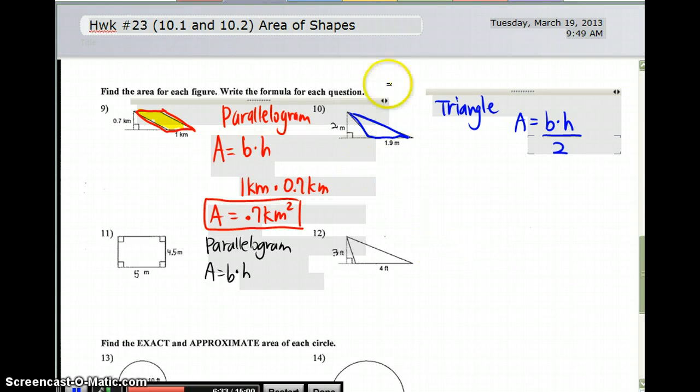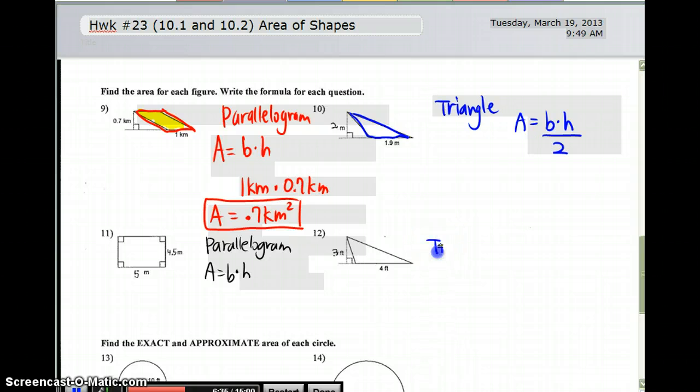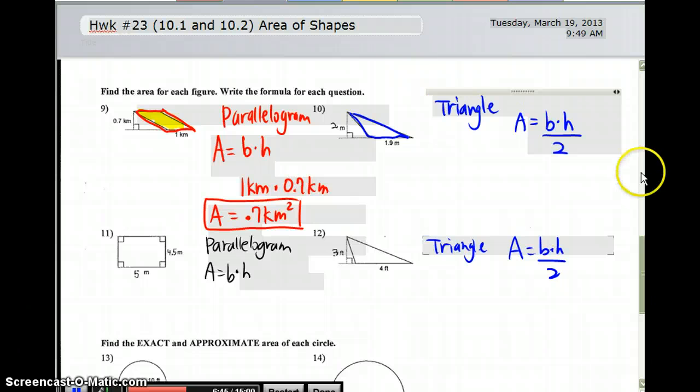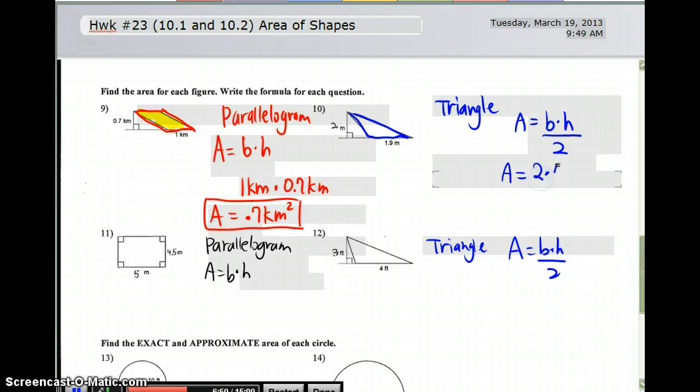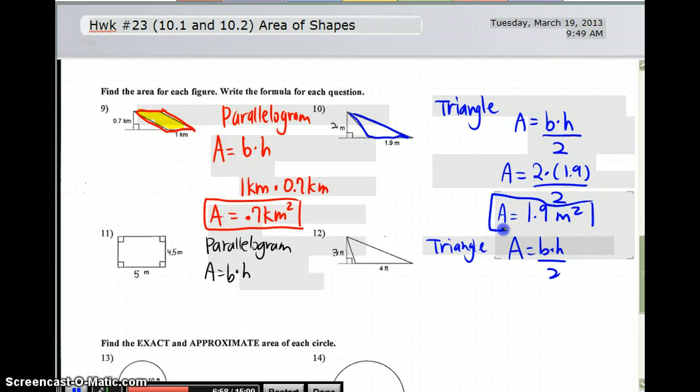Okay, there's a decimal there. Be very careful about your multiplying. Number 12 is also a triangle, so I'm going to use the same formula. So make sure you choose the right formula, otherwise you will get the wrong answer. And in number 10, the area here is 2 times 1.9. Then I'm going to divide by 2. So my area will become 1.9 meters squared. That is my answer if you wanted to double check with a decimal.